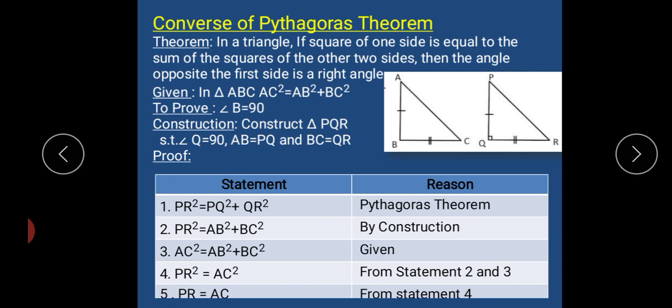Only the first three steps matter. We start with Pythagoras theorem, we go to construction and then given. After these three steps, rest are very, very simple. Let's see the remaining steps.